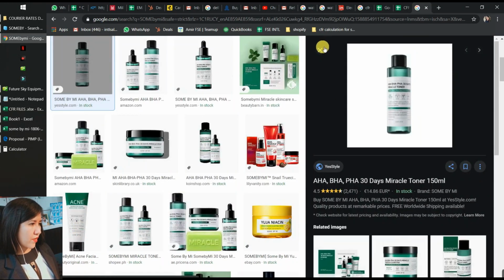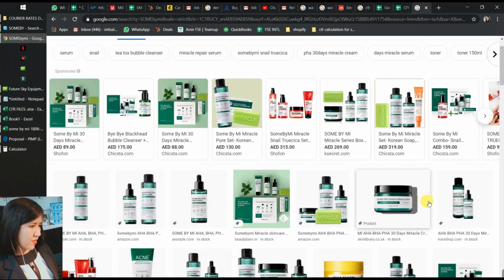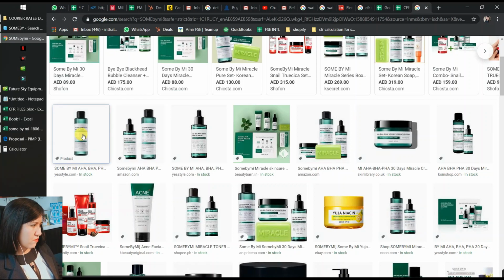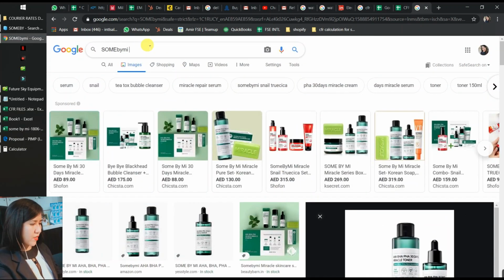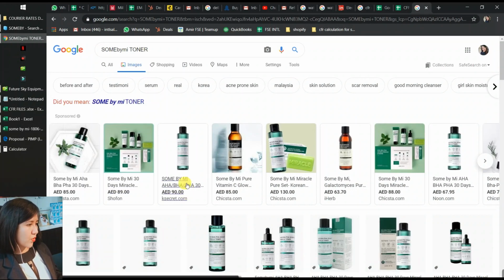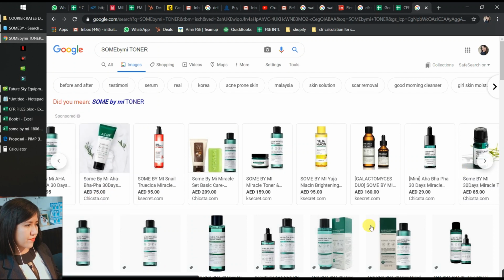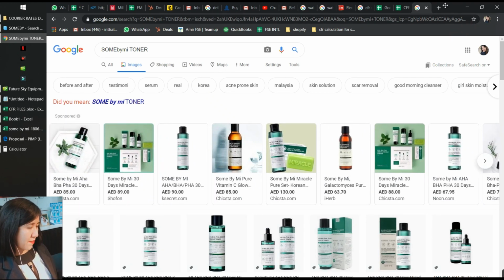Let's see, how much is it sold now? Some By Mi toner. Let's put toner because there are soaps and some others. The toner is around 90. They're selling it at 85. Some are selling it at 159, but that's a set. So let's use 85 dirhams as an example. Just keep in mind that the price of 85 is what is being sold in the market.